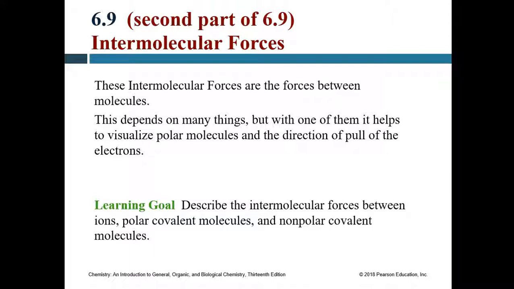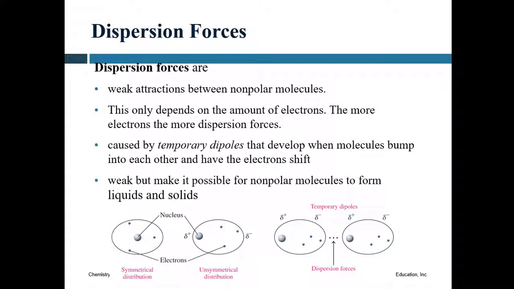So our learning goal is to describe the intermolecular forces between ions, polar covalent molecules, and non-polar covalent molecules. So we're going to start with the very weakest ones first and work our way up. If it doesn't have any other type of attractive forces, which so far we haven't talked about, we're going to start at lowest, then the default is the amount of electrons. Why? Because electrons are negatively charged.